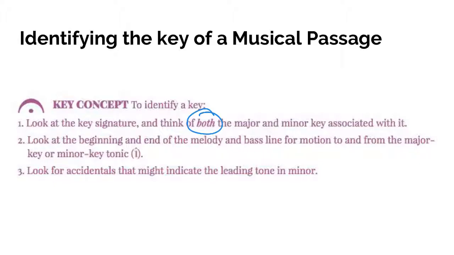Then you look at the beginning and the end of the melody and the bass line for the motion to and from the major or minor key tonic. Okay, is it 3-2-1 minor, me, re, do, or is it 3-2-1 major, mi, re, do? And you can also look for the leading tone, which is ti, okay, which exists in minor keys, where they raise the 7th scale degree, which is the leading tone.